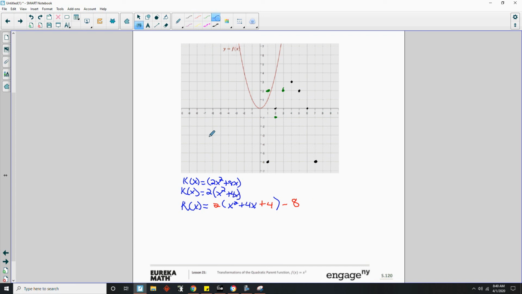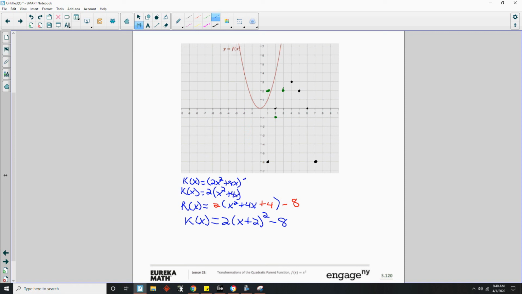Okay, so now I can just complete the square, I made it a perfect square, so now I can just say this is 2 times the quantity x, and half of b was 2, so it's going to be plus 2 quantity squared minus 8. Okay, so there's my k of x. So it's left 2, down 8 from the origin. So left 2, down 8.